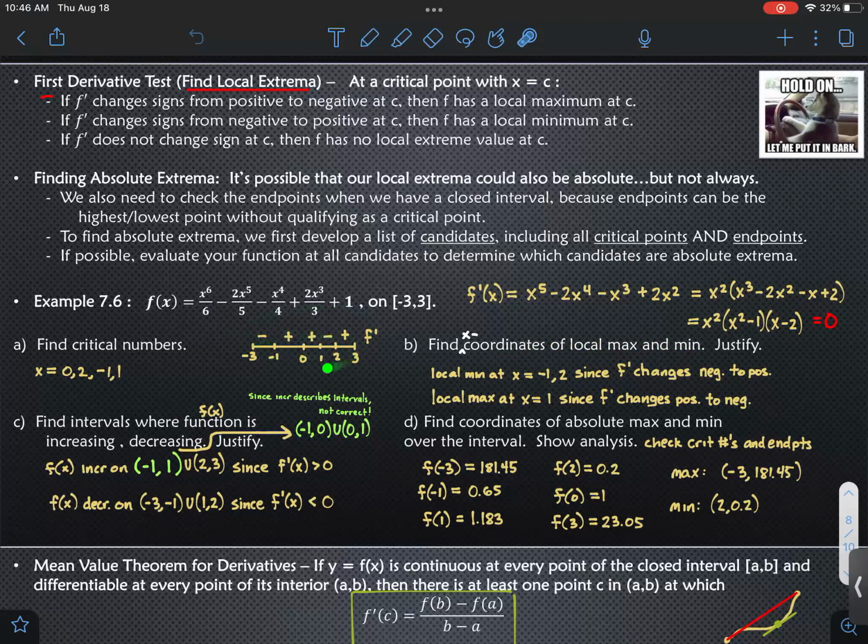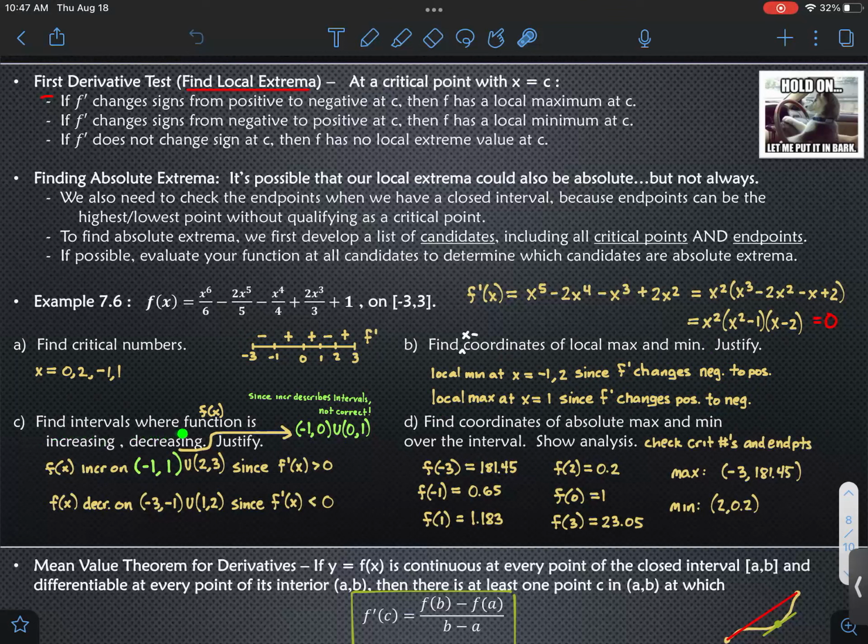Now, the sign chart, AP graders do not count this as justification. It's nice to draw it out to help yourself, but the act of drawing this does not mean you have actually justified anything yet. You have to write a statement, probably in words. So I'm going to say local min at x equals -1 and also at 2, because that's where f prime was changing from negative to positive. Likewise, local max at x equals 1, since f prime changed from positive to negative. This is the important thing to write out to get credit for your justification.